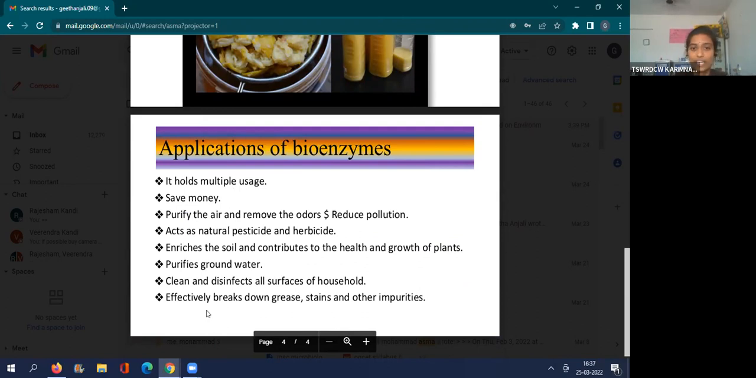It purifies the air and removes odor. Moreover, it reduces pollution. It acts as a natural pesticide and herbicide, which can enrich the soil and contributes to health. It initiates the growth of plants. It can purify the groundwater, as well as clean and disinfect the surfaces of the ground and household. It effectively breaks down grease, stains, and other impurities.